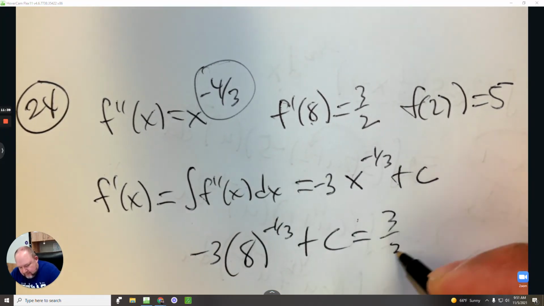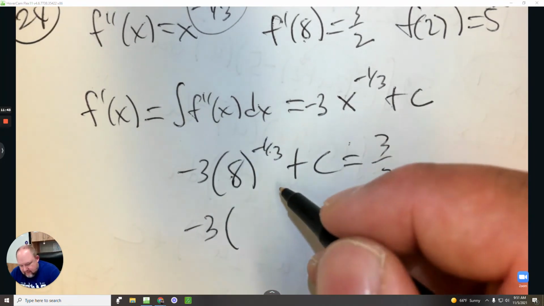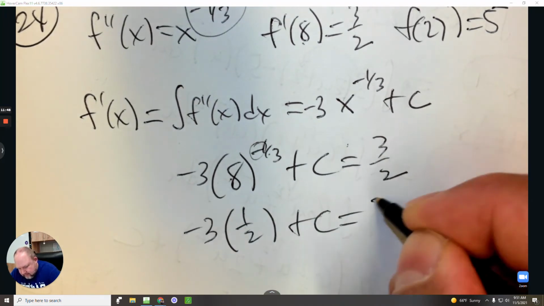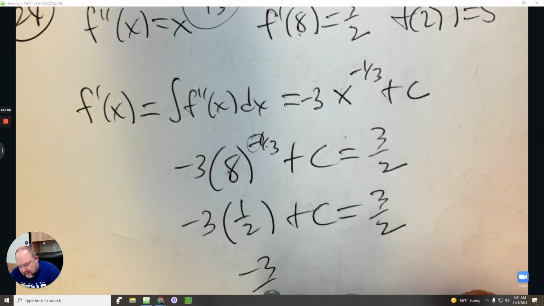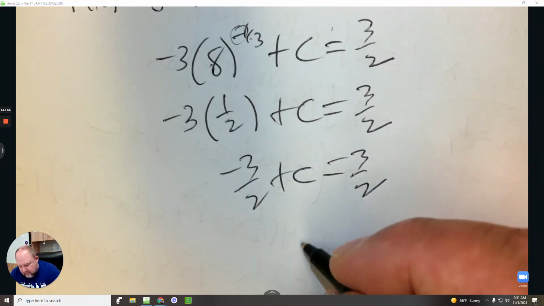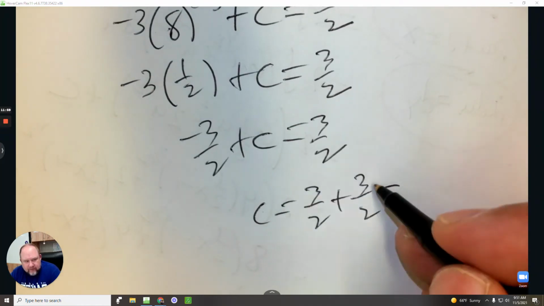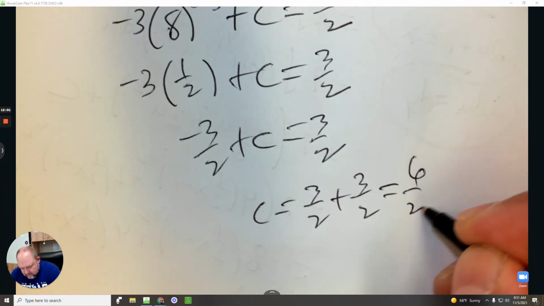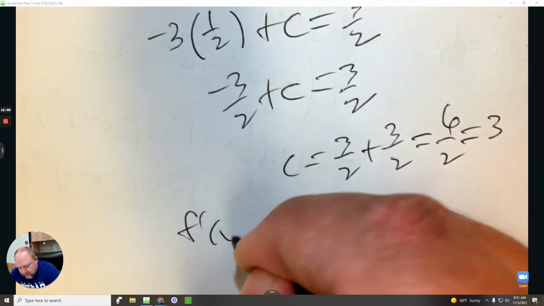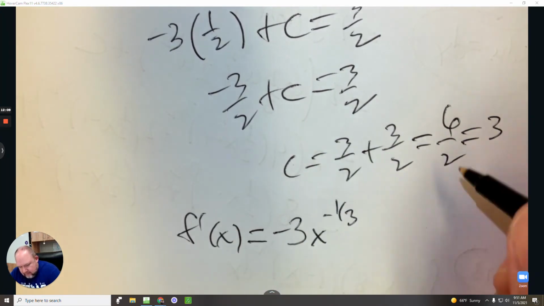I'm going to plug in 8 and make it equal to 3 over 2. The cube root of 8 is 2, but the negative exponent, you do the reciprocal. So this is negative 3 over 2. I'm then going to add 3 over 2 to the other side. I have common denominators, so 3 plus 3. So c is equal to 3. So now I know the first derivative. So it's negative 3x to the negative 1/3 plus 3.